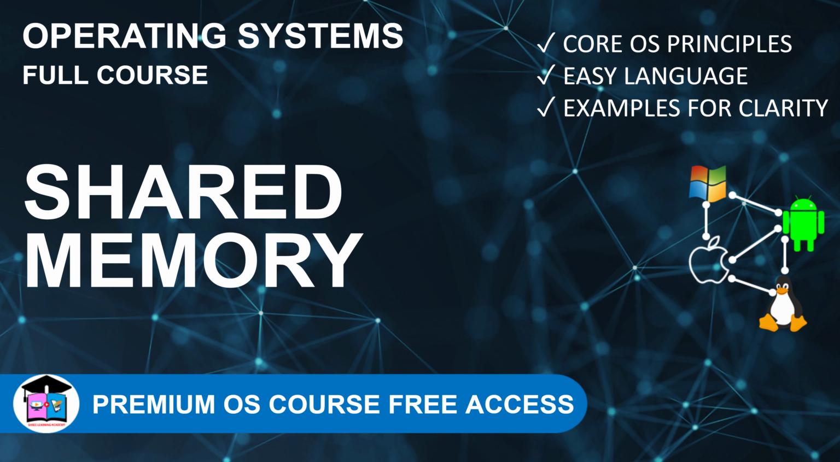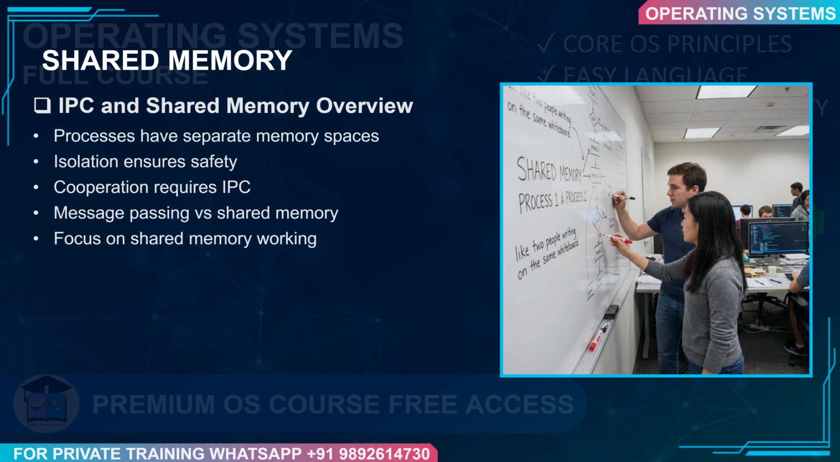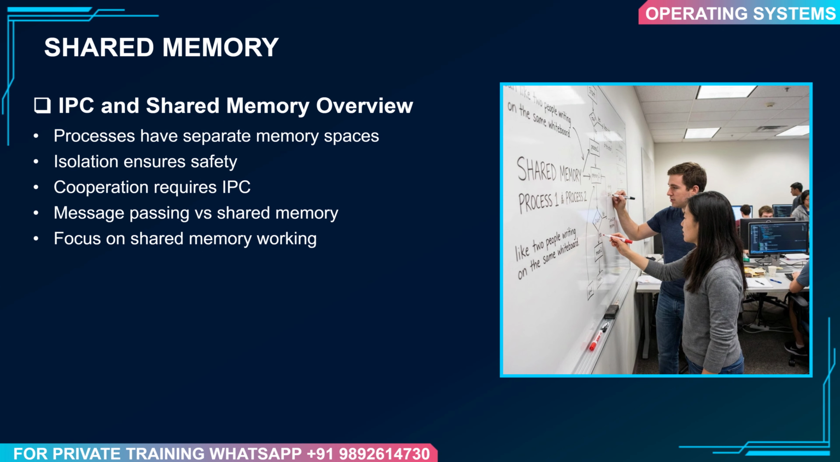Let's simplify shared memory. When we talk about interprocess communication, we have already seen that processes usually live in their own separate memory spaces. This isolation is important for safety, but it creates a problem when processes need to cooperate. In the previous discussion on IPC, we briefly compared message passing and shared memory. Message passing works like sending letters back and forth through the operating system. Shared memory, on the other hand, is more like two people writing on the same whiteboard.